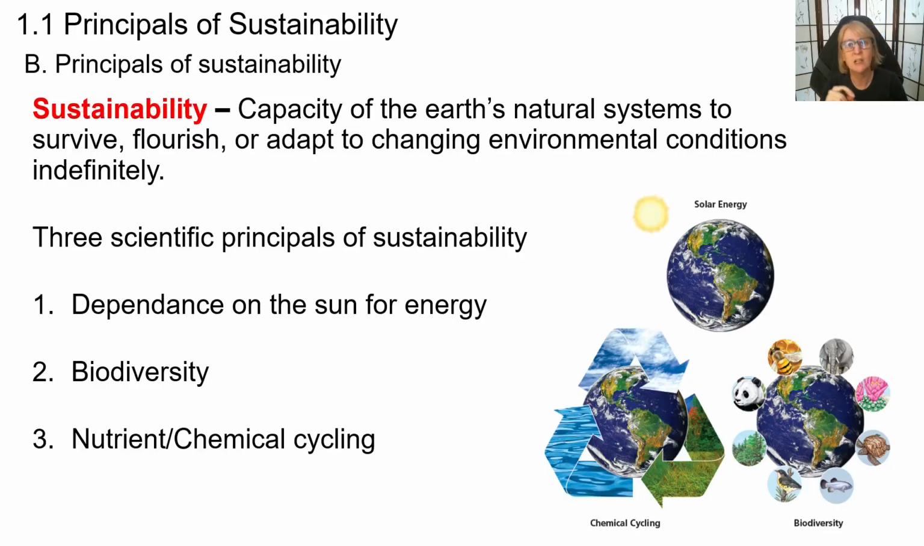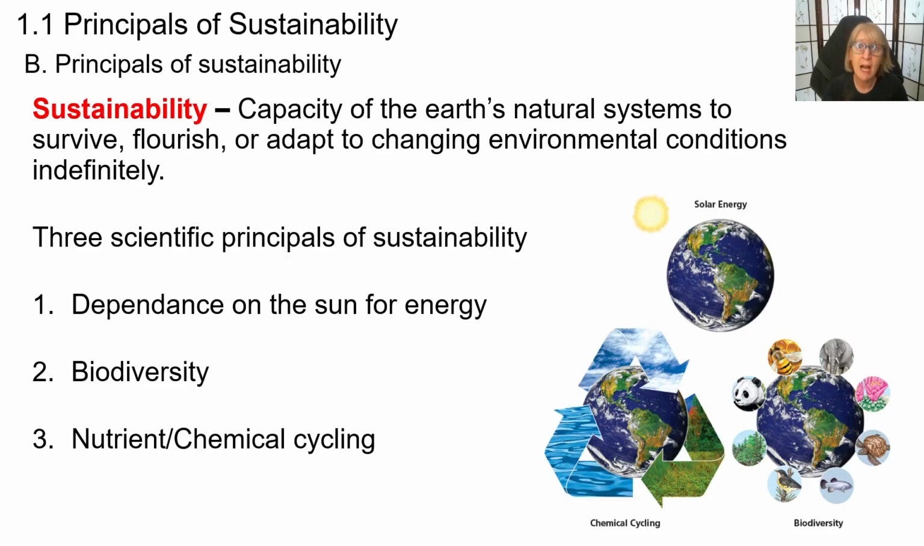In your textbook, they have little green leaves next to concepts that come back to sustainability. Every time you see that green leaf in the text, it's saying, hey, remember one of these three, and I have a few more later. Remember some of these concepts of sustainability. This is something that directly applies to them. So there's three scientific principles of sustainability that have to do with biology or physics or chemistry.